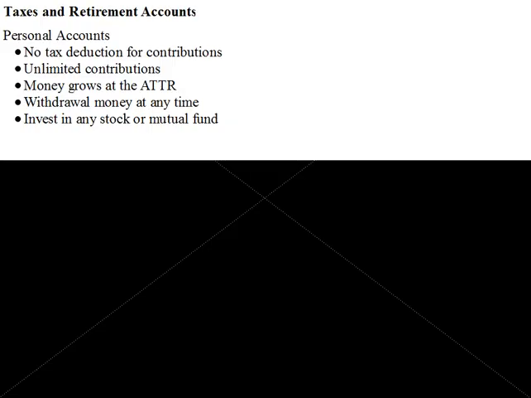All right, so let's talk about the different types of retirement accounts that are available to people who are investing and putting money aside for retirement. First of all, I'm actually going to talk about non-retirement accounts so that we can then contrast non-retirement accounts with retirement accounts. So I'm going to start with what I call a personal account.